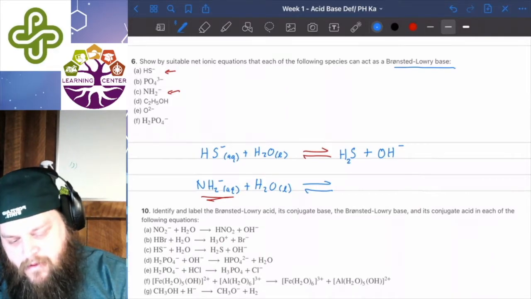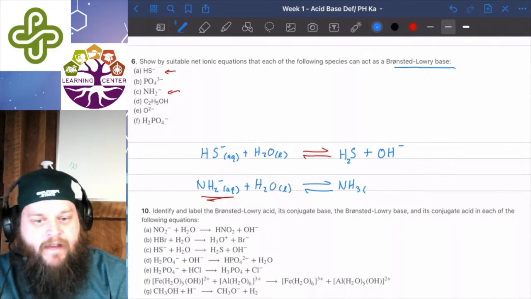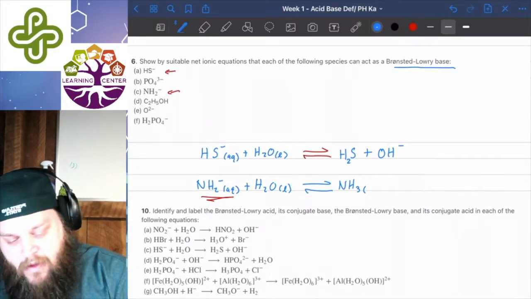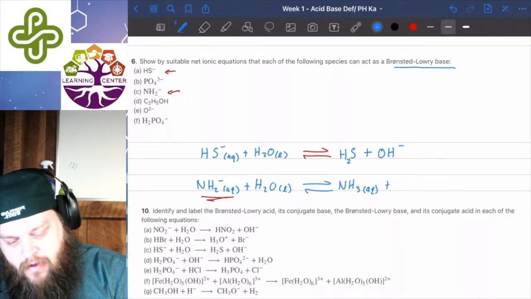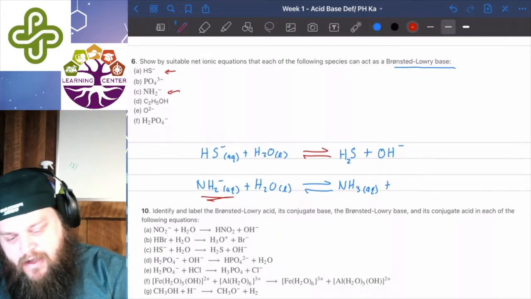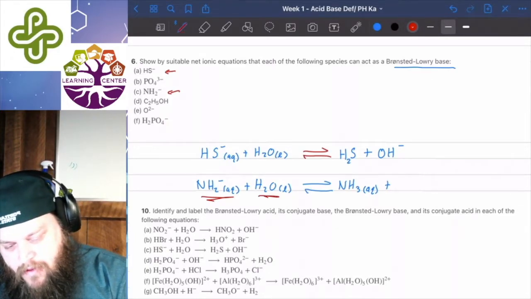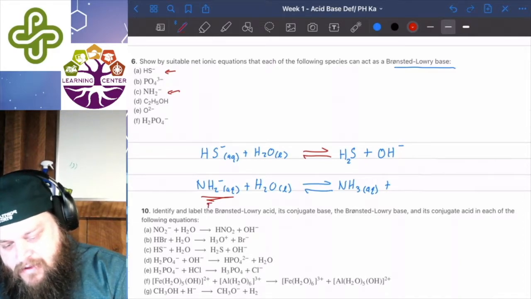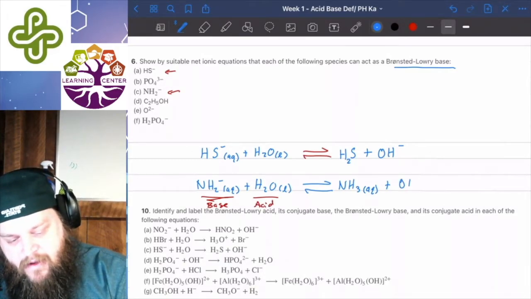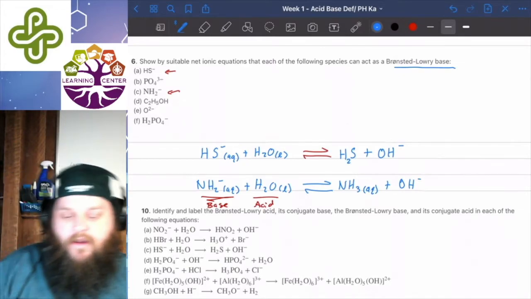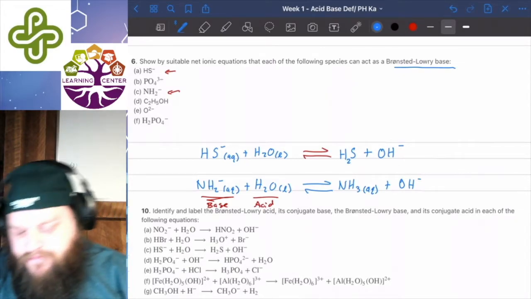Perfect. That's ammonia, and it's neutral now because it gained that positive charge, getting rid of this one negative charge that it had, making it more neutral. And then what would the conjugate acid be? I'm sorry, the conjugate base be of this, because this was a base. This was the acid. OH minus again. Exactly. Basically, you're always going to have OH minus when water is acting as an acid.